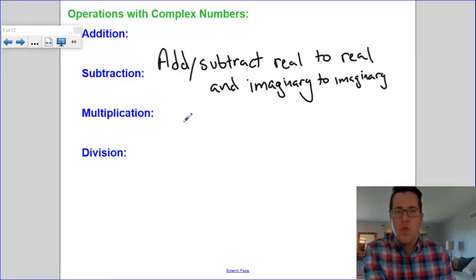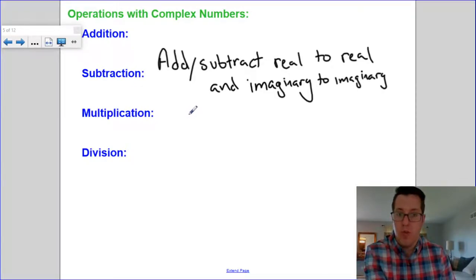So a question when we get these building blocks is, what do I do with them? How do I add them? How do I subtract them? Etc. Adding and subtracting complex numbers is simple. You add or subtract the real parts to the real parts and the imaginary parts to the imaginary parts.